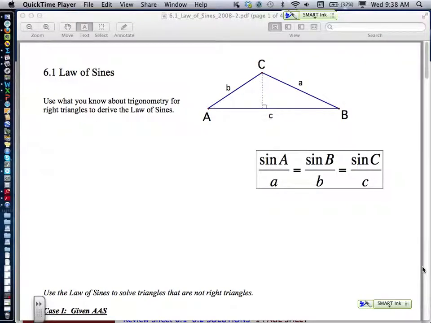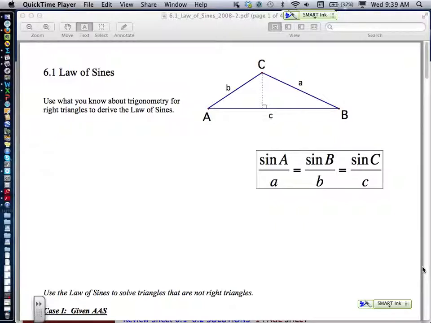Going to start chapter 6. Chapter 6 deals with triangles that are not right triangles. So far we've been looking at solving triangles and applying triangles to real-world applications, different things that always involved a right triangle, and therefore SOHCAHTOA always applied, and also the Pythagorean theorem always applied.